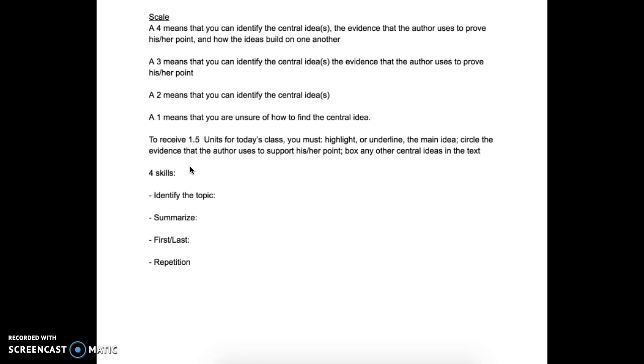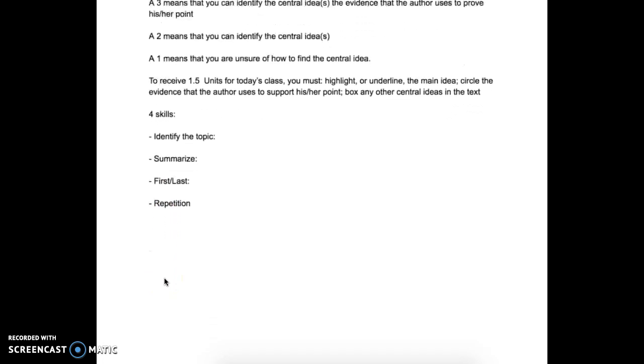We will identify the main idea using 4 skills. The first is to identify the topic. Remember that identifying the topic is different than identifying the main idea. We will summarize the article in 10 to 12 words. We will identify the first and last sentence. We will look for any repeated ideas. Generally, something that the author thinks is important is something that they will repeat.